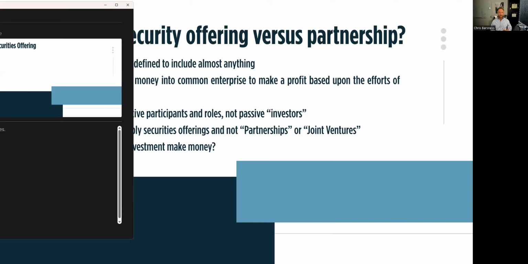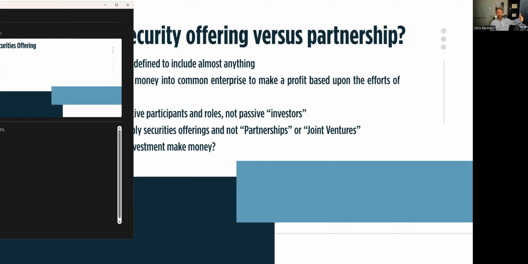So who is making the investment make money? That's one of the primary concerns from the SEC's perspective: who's in control. If it's a partnership, yeah, we put our money together, but who's really running the deal and who's active in turning whatever that is, a company, an asset, into a profit? Who's in charge of making money for it?